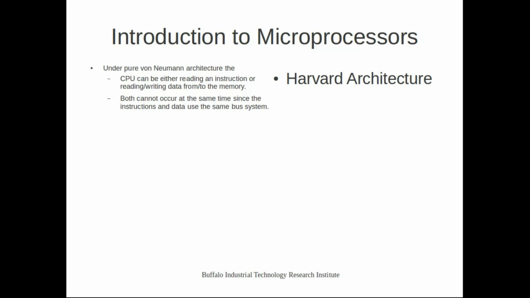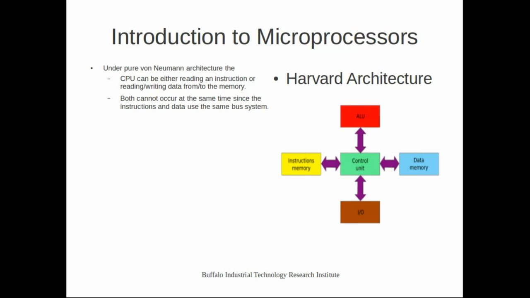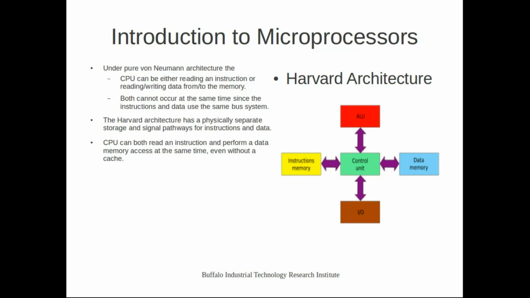A new architecture called Harvard architecture was proposed, where instruction memory and data memory were separated and accessed by the control unit using separate buses. This enabled the CPU to read an instruction and perform a data memory access at the same time. This was possible even without a cache. The separation of instruction memory and data memory increased the speed of instruction fetches and data access, and the CPU could run faster as there is no contention for the single memory pathway of von Neumann architecture.